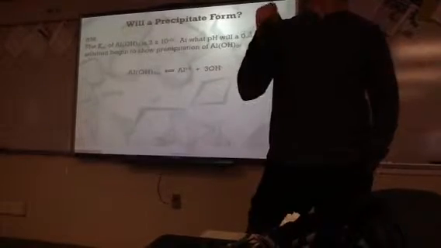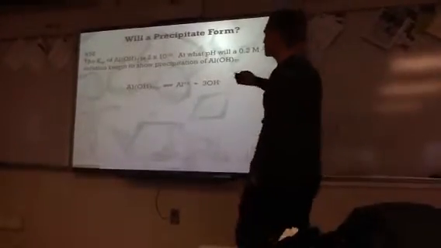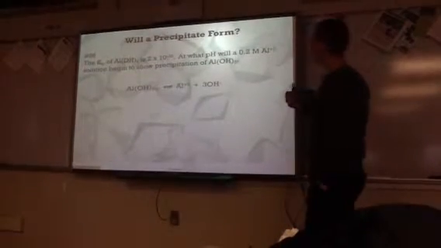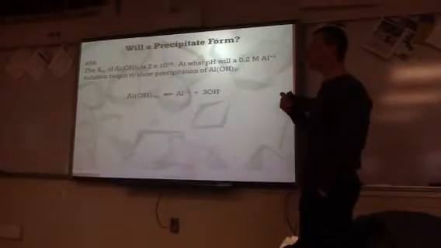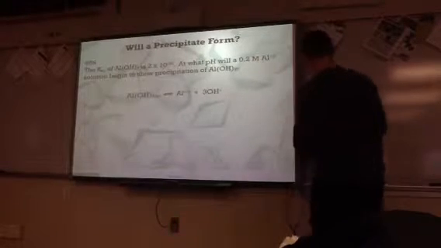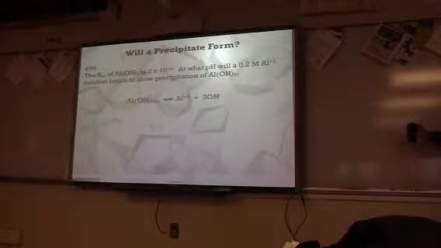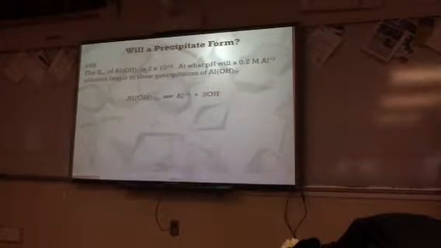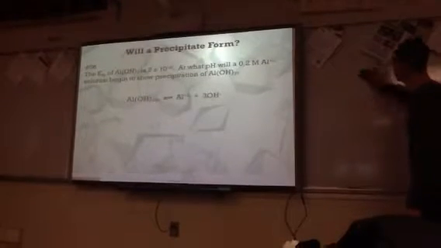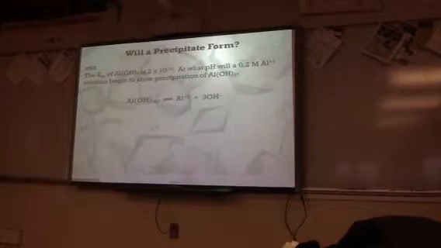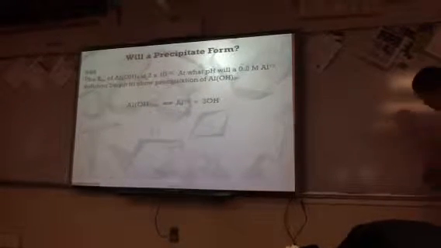Take a look at this problem. Aluminum hydroxide has a KSP of this really small number. At what pH will a 0.2 molarity aluminum solution begin to show precipitation of aluminum hydroxide? There is not this much work to do for this problem. In fact, let's not even bother with an ice table. Almost no OH would produce a precipitate with a number that small. Right, that's exactly right.